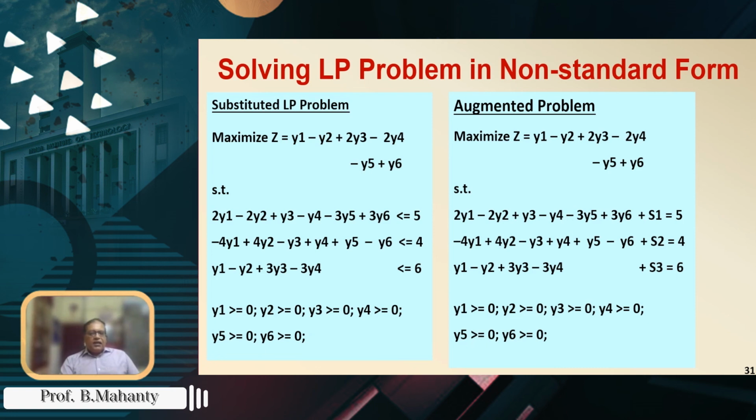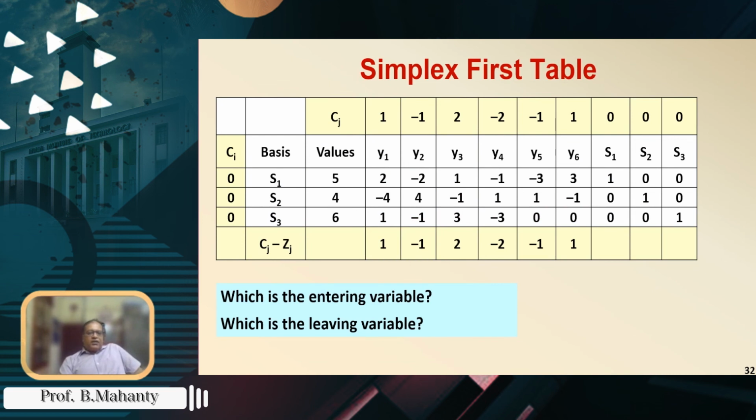By adding slack variables, we have the augmented problem. Now, in order to solve this, let us see, this is the simplex first table, right? S1, S2, S3 are in the basis, and all the Cj are 0. The values are 5, 4, and 6. The coefficient matrix is written under y1 to y6, and S1, S2, S3 form an identity matrix so that the equations are in canonical form.